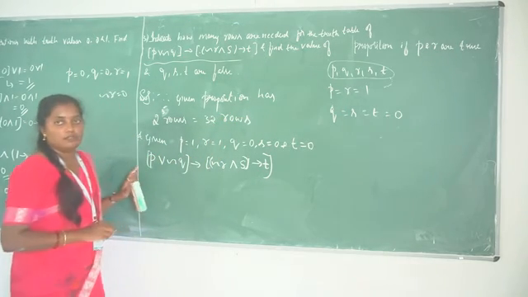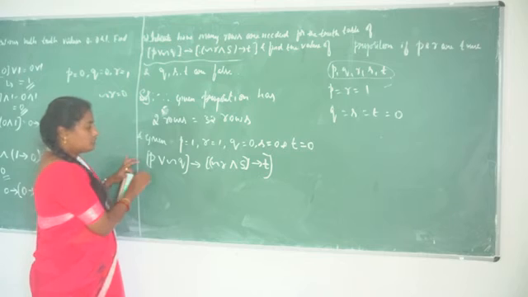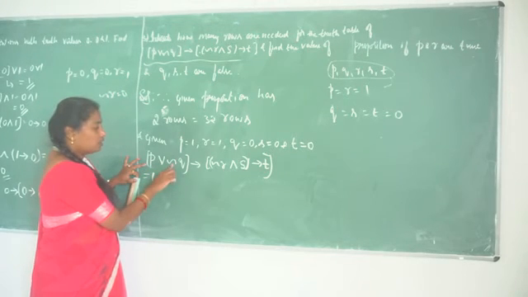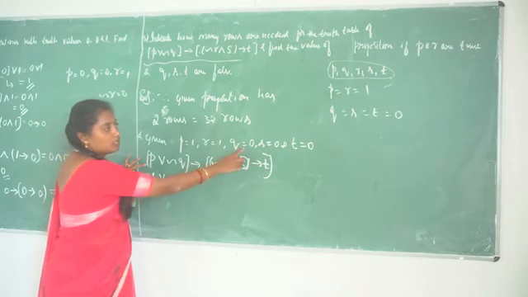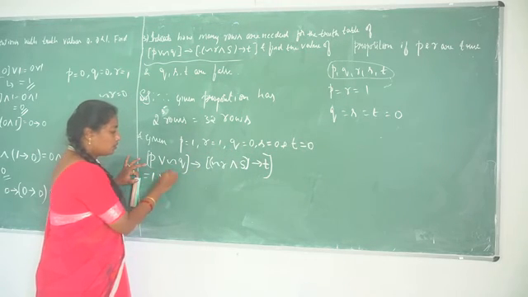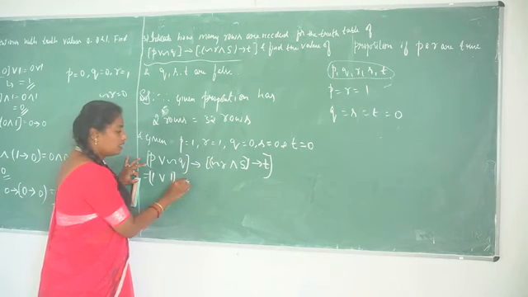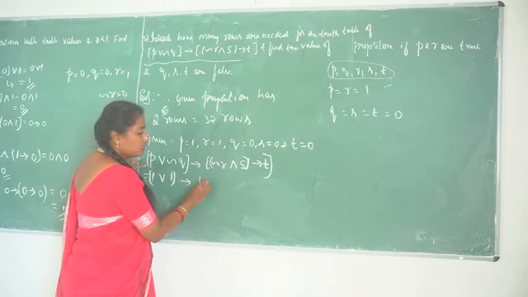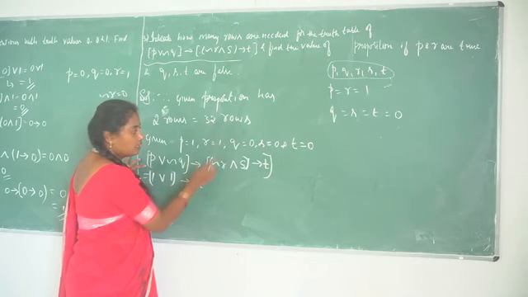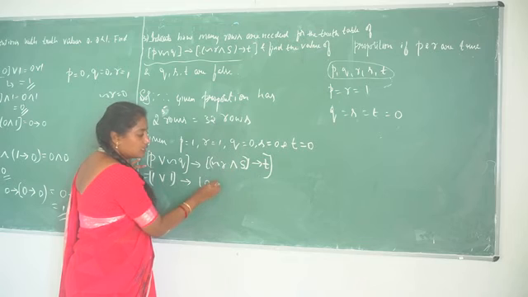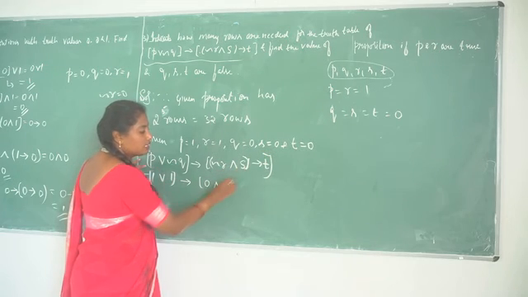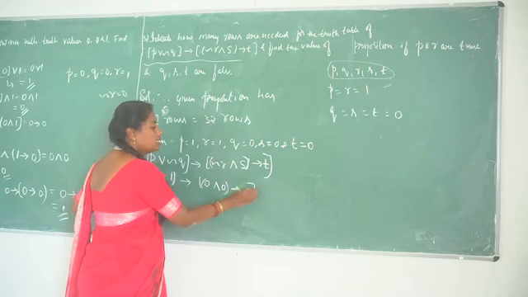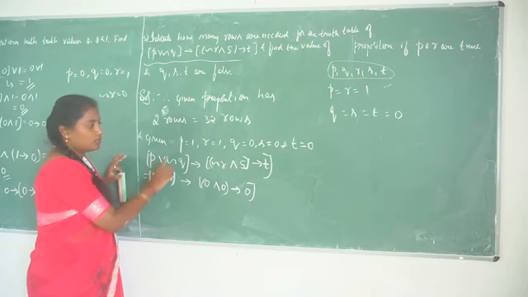So 32 rows. For this proposition we have to find the truth value. The value of P is equal to 1, or not Q: Q is 0, so not Q is 1. This is the one term. Then not R: R value is 1, so not R is 0, and S value is 0. Then T value is 0. So these are the truth values for this proposition.